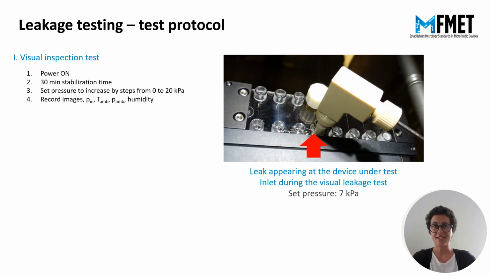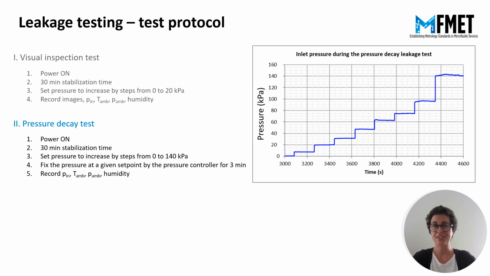The first test was performed acquiring images of the device at a given frame rate. So the pressure at the inlet was increased in steps until 20 kilopascal, and the outlet was set at ambient pressure. The visual inspection here enabled to identify a leakage near the inlet at a set pressure of 7 kilopascal. And a pressure decay test followed the visual inspection test.